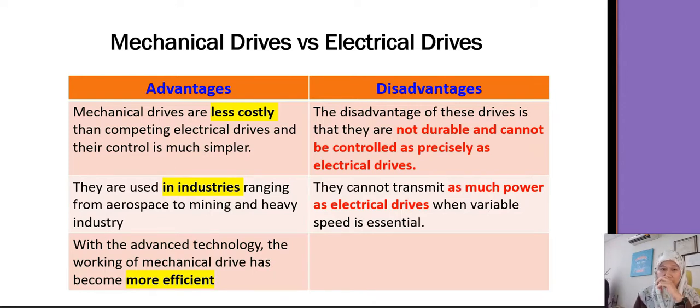And now with advanced technology, more new technology coming in, the mechanical drive has become more efficient. And then the disadvantages of mechanical drive.